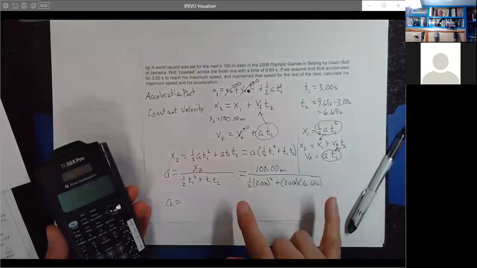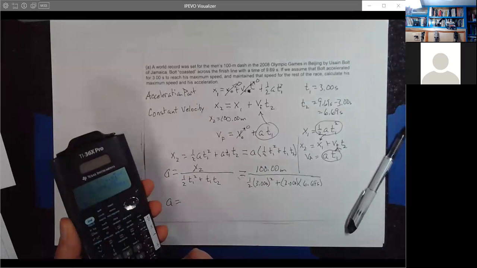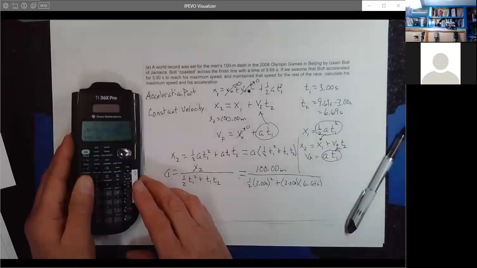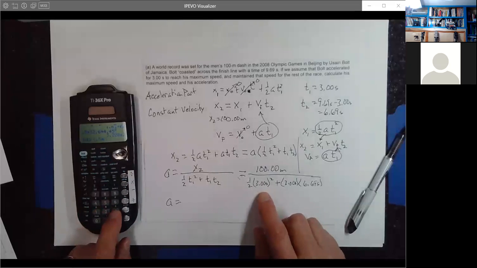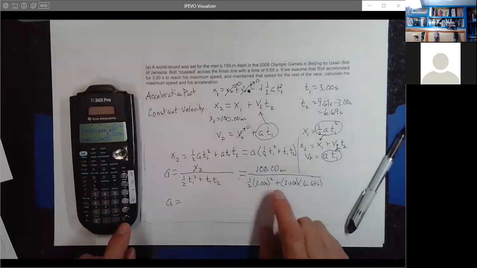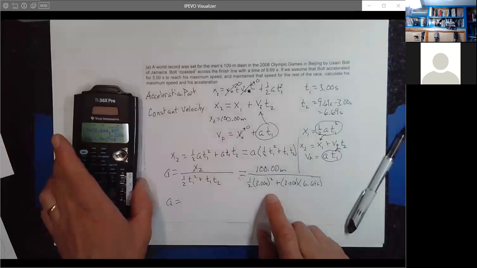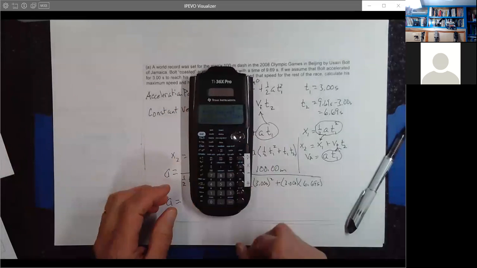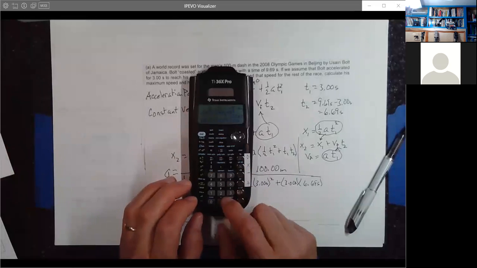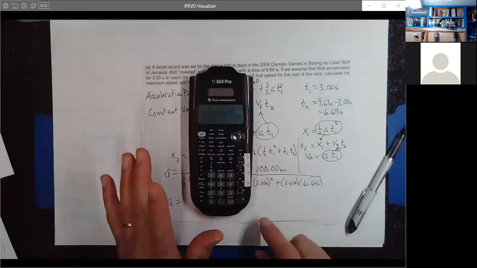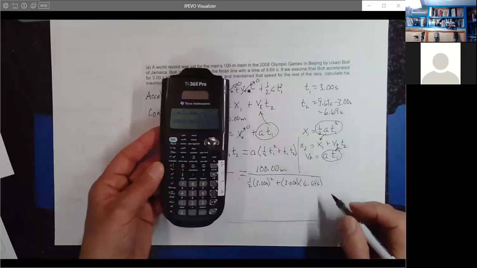Okay, I'm definitely going to have to wrap that denominator in parentheses, but the numerator is okay. It's just a single number. So 100 divided by, hit my left parenthesis, 0.5 times 3 squared. Okay, plus, I haven't done anything else with parentheses in that denominator. But anyway, plus 3 times 6.69. And then I end my parentheses, and we'll see what the acceleration is. 4.07 meters per second squared.